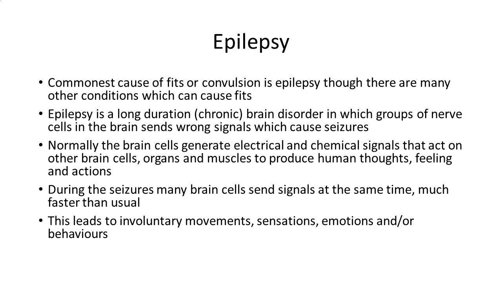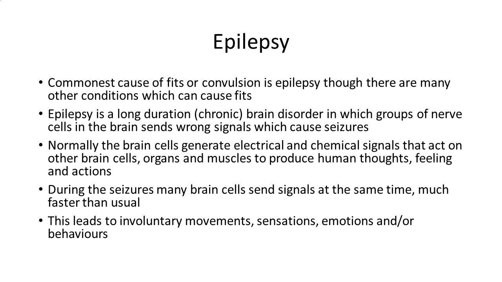Epilepsy. This is the commonest cause for fits or convulsion, though there are many other conditions which can cause fits. The commonest cause for fits is epilepsy. Epilepsy is a long duration or a chronic brain disorder in which a group of nerve cells in the brain sends wrong signals which cause a seizure. Suddenly, all of a sudden, without any provocation, they send nerve impulses across the different parts of the brain, and if it reaches that part of the brain which is responsible for muscle movement, they start throwing convulsions.